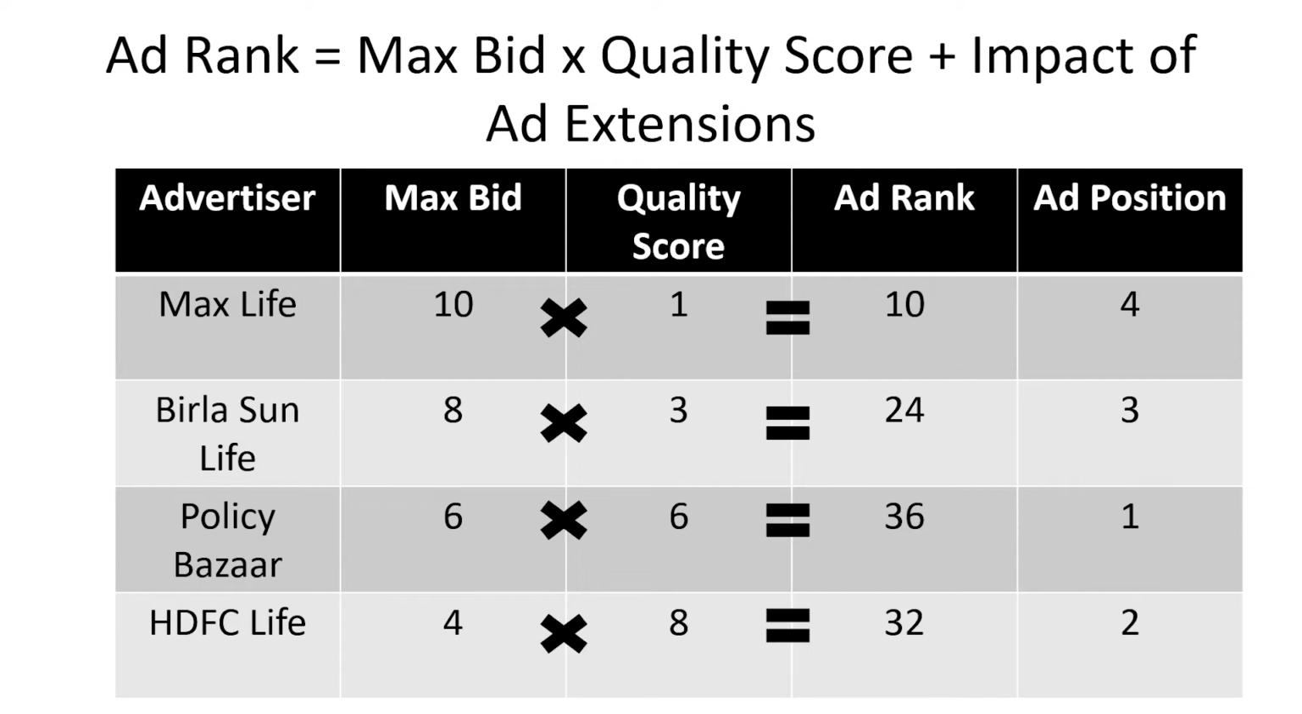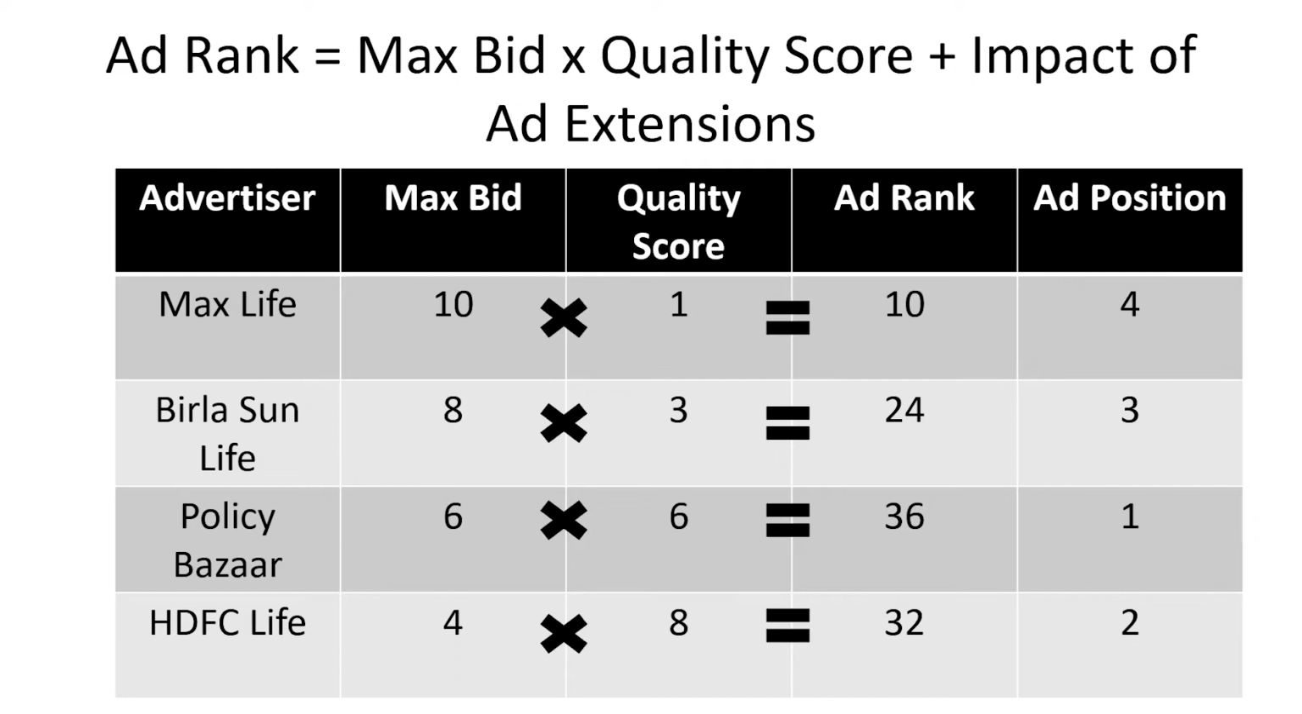So let's take a simple example where there are 4 advertisers who want to target, let's say, the keyword term insurance, right? And for this keyword, each of the advertisers is bidding in their Google Ads account. So let's say Max Life is bidding 10 rupees, Birla Sun Life is bidding 8 rupees, Policy Bazaar is bidding 6, and HDFC Life is bidding 4 rupees for the keyword term insurance in their account. And each of the keywords in the accounts would have a different quality score.